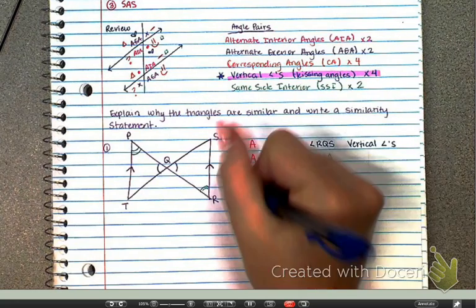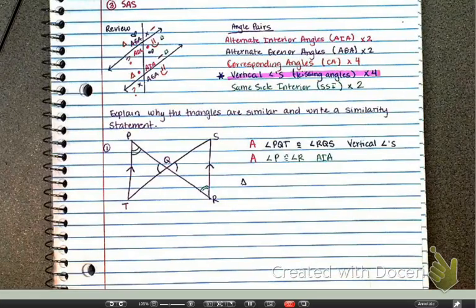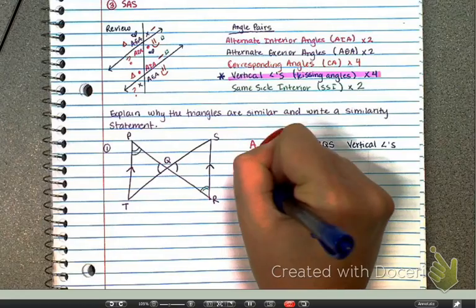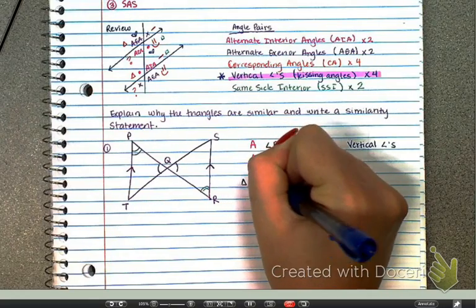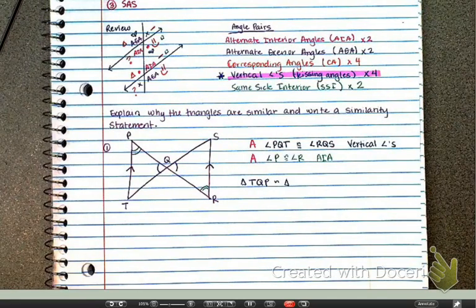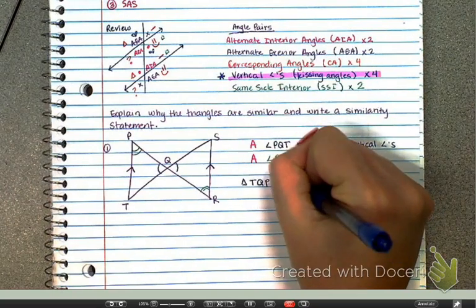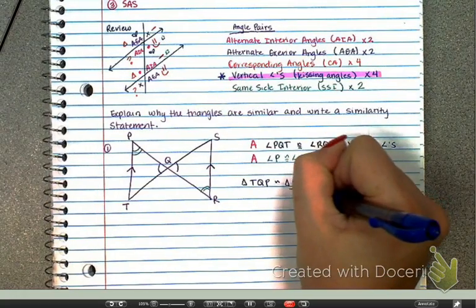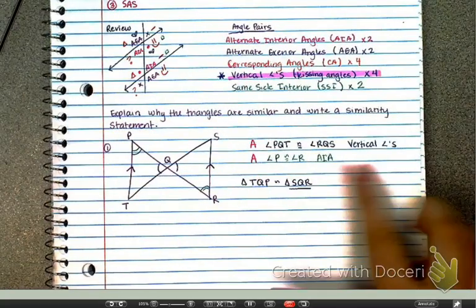The last step is to write a similarity statement. So I will always give you the first part of that statement. So I'm going to tell you triangle TQP, and you're going to fill in the other part. So what triangle is TQP similar to? SQR. Good. So this part you're always going to fill in. And then you're always going to fill in up here.